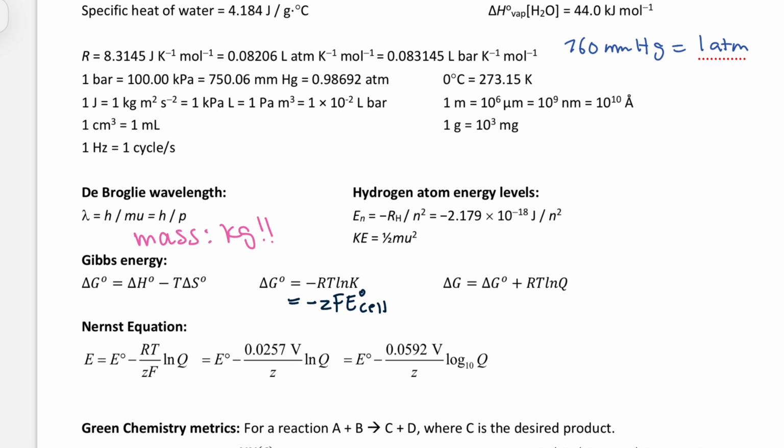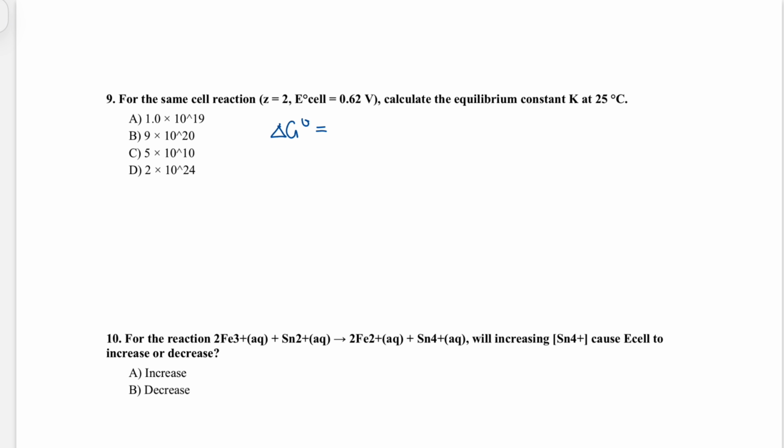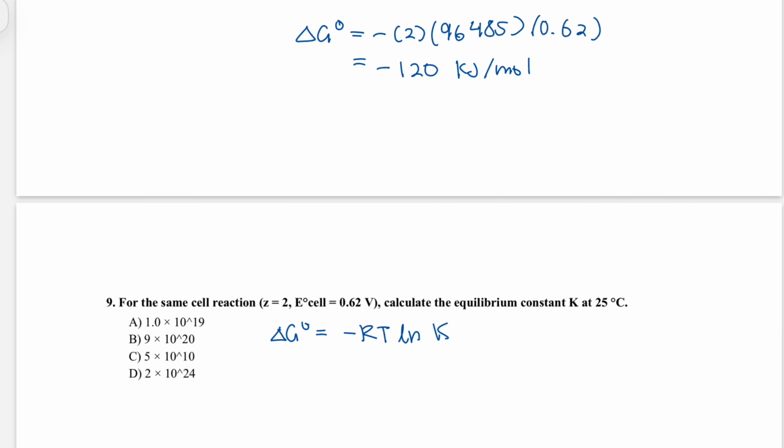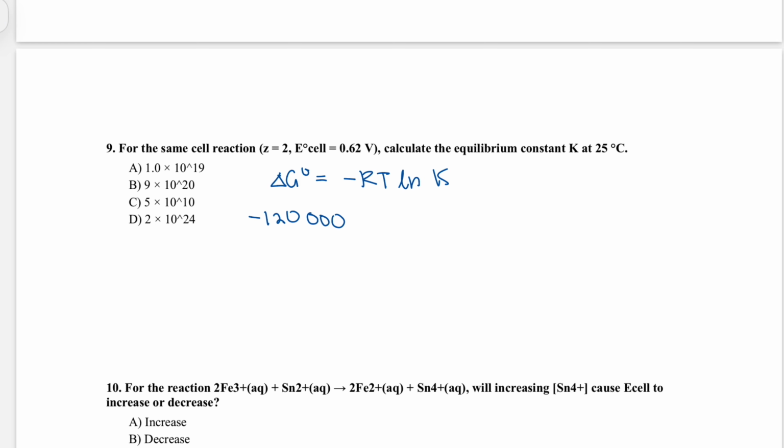So the equation is delta G naught equals negative RT ln K. And then because it's the same cell reaction, for delta G, let's just use the same value that we found. But remember that this one is in kilojoules per mole, but we want it to be in joules per mole. So we have to multiply it by 1,000 when we're calculating it.